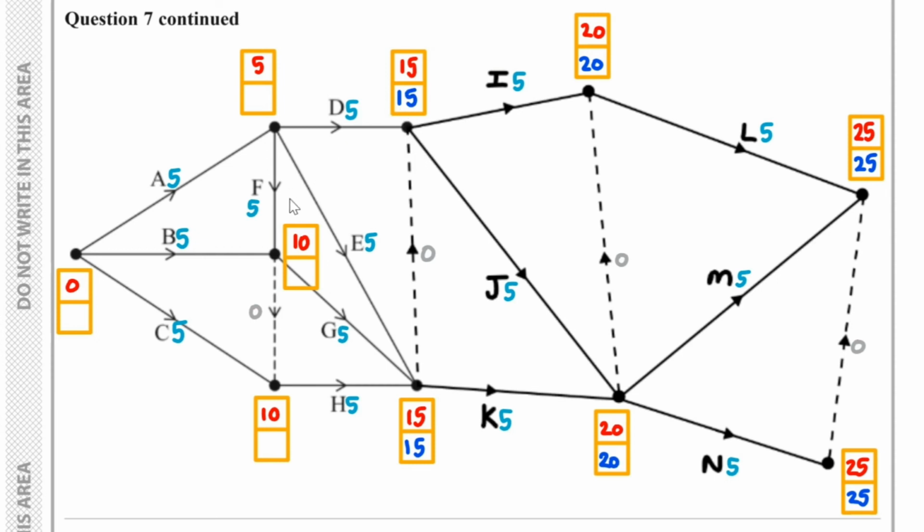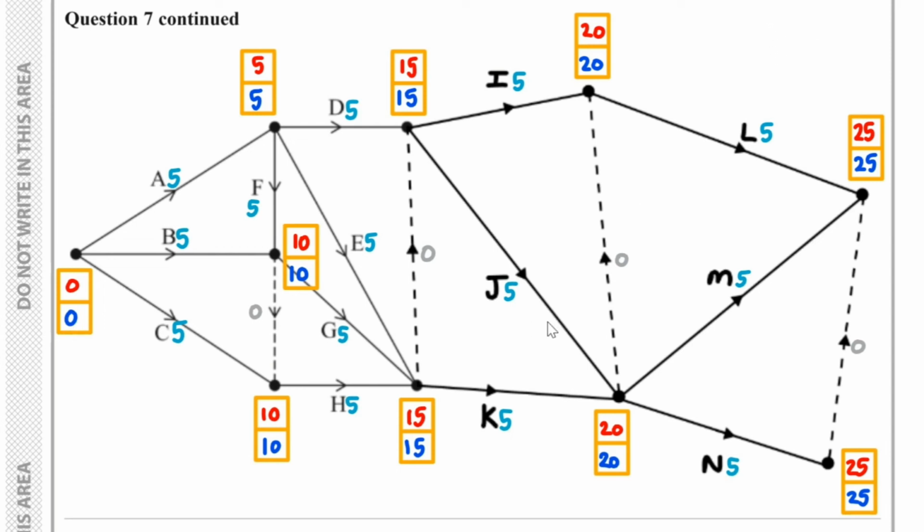And here I would have, if I work out what this one is, I need to work out this first. So 15 take away 5 is 10. And here 15 take away 5 is 10. But here 10 take away 5 is 5. And then I could also have 10 here, and then here to get 0.